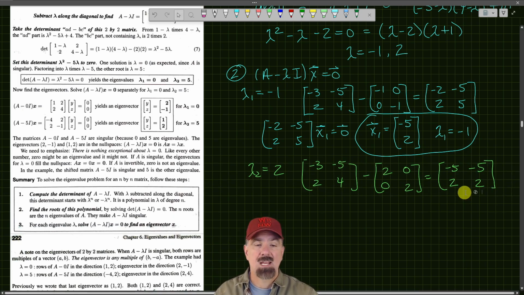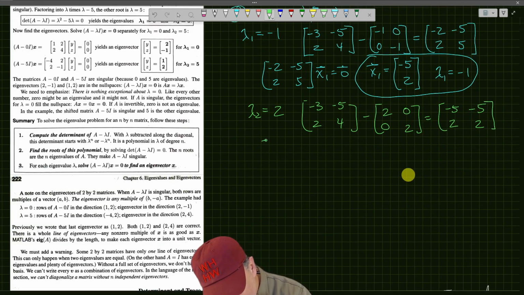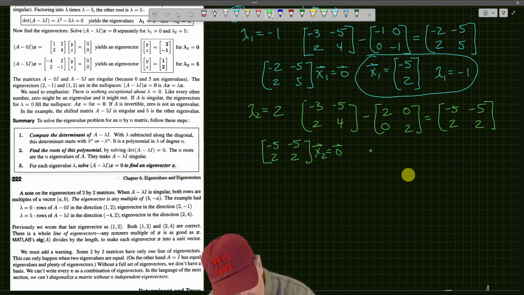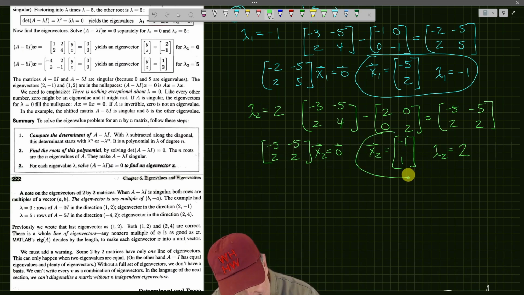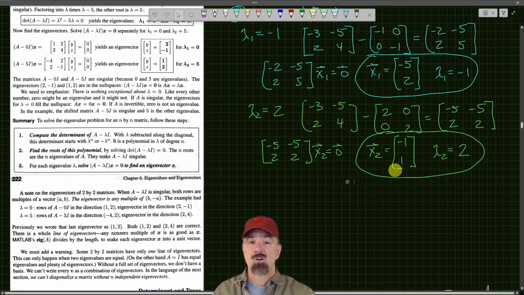Again, we can easily recognize this is a singular matrix, and what we want to do is find out what the null space is. So we have -5, -5, 2, 2, multiplied times some vector equals 0. Again, it's very easy to see what this vector is: x2 is equal to -1, 1. Pairing that up with the second eigenvalue, we have our second eigenvalue-eigenvector grouping. Now, some of you are going to say, hey, wait a minute, I could have picked one, -1.